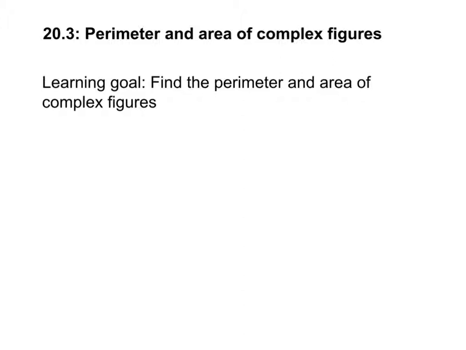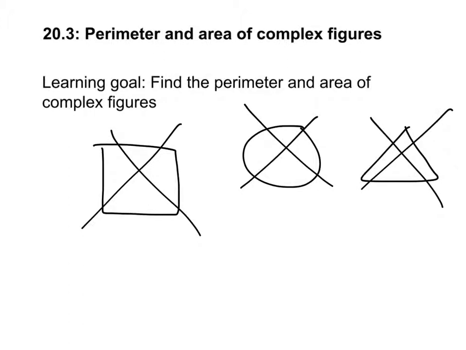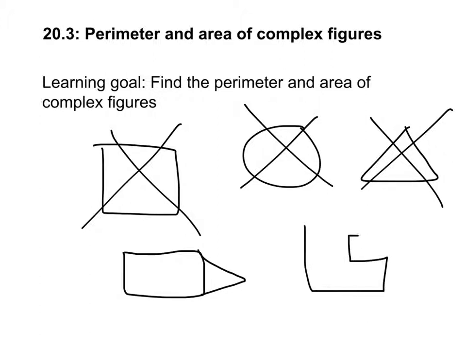Complex figures sounds really complicated, but all it means is shapes that are not just a rectangle or a circle or a triangle. Those are not complex figures. Complex figures are ones like what we saw in our homework yesterday, a rectangle plus a triangle. Or sometimes you have seen shapes that look like this. Those are complex figures. But we have all the skills we need to find the perimeter and the area of these kinds of complex figures.